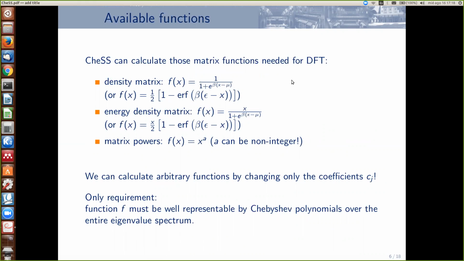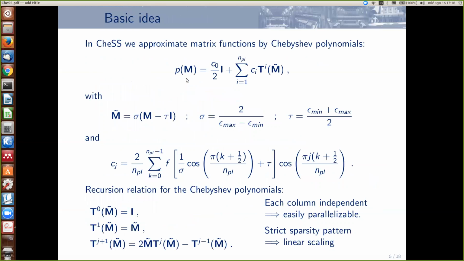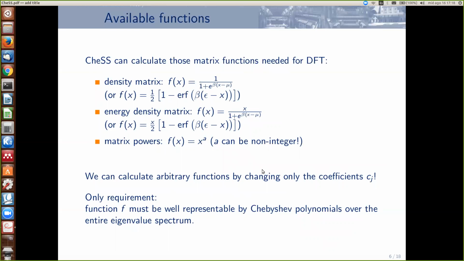So, what are the functions that we can calculate at the moment? As I told you, CheSS has its origins in a DFT code. So, at the moment, we can calculate the functions that you need to perform a DFT calculation. Most importantly, it's the density matrix, where the function that enters in the calculation of the coefficients is just the Fermi function. Alternatively, we also use an error function approach, since the error function decays faster to 0 and 1 away from the chemical potential. We can also calculate the energy density matrix. That's a very small modification.